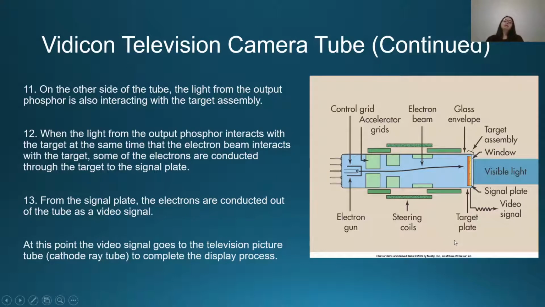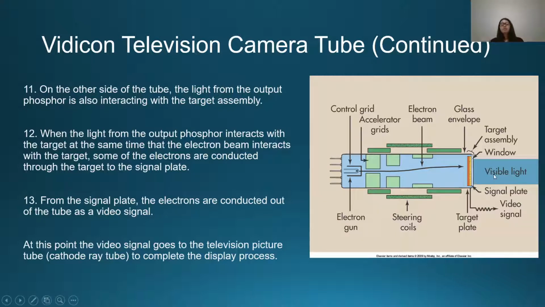Alright, so this is what's going to happen. It's a little hard to see in this image, but basically the visible light that's coming from the image intensifier tube is going to interact with the target assembly, and the electrons on this side are also going to be doing the same. The way that we get the video signal is we have to have the visible light and the electron beams interacting with that target at the exact same time in the exact same place. Once that happens, a video signal, which is seen right here, is going to be conducted out of the tube, and it's going to go onto the television picture tube, also known as the cathode ray tube.